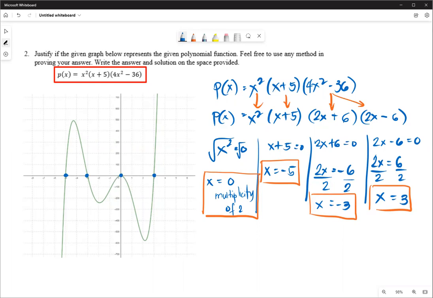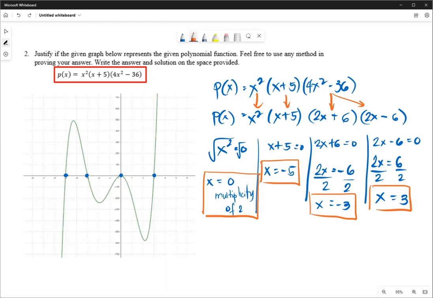And if we will look at it, since it is a multiplicity of 2, the behavior of the graph will be as it touches the zero with the multiplicity of 2, after touching it, it will immediately turn. So therefore, the movement or the behavior of the graph matches the zeros of the given polynomial function.